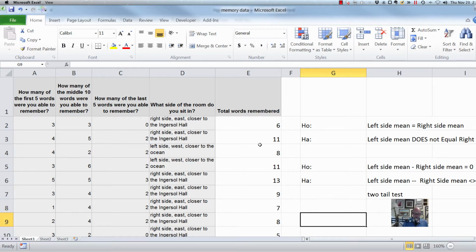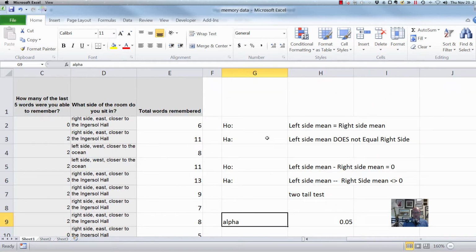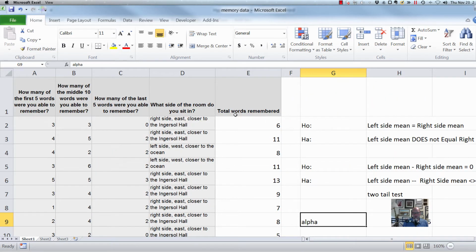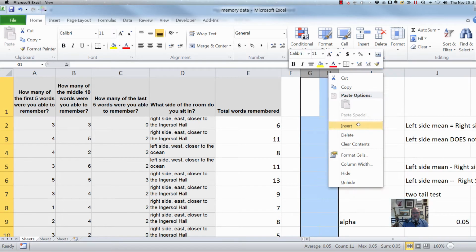So before we do that, though, let's set a level of alpha. Let's just make an alpha of 0.05. All right, so finally we just need to figure out a p-value. In order to do a two-sample t-test, we actually have to separate the data so that we have one column for the right side and another column for the left side. So let's just do that. I'm going to insert a couple more columns here.